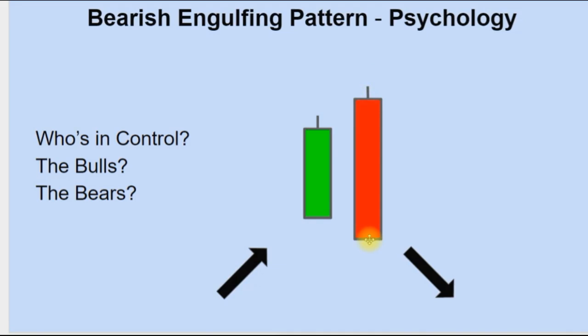The key to this pattern is the extension of the down move below the open of this bullish green candle here. The bears are able to deliver a massive blow to the bulls, completely dominating, overshadowing, taking over, in other words, engulfing the previous green candle. This will definitely shake the confidence of the bulls once confirmation of the pattern is reached here.